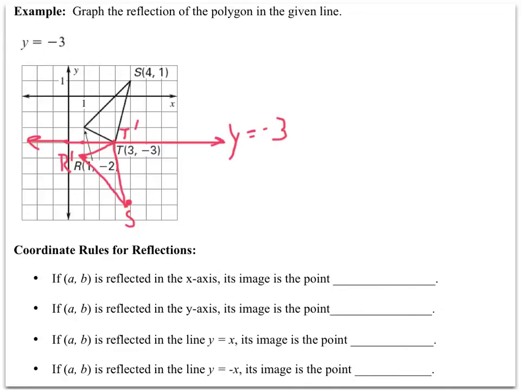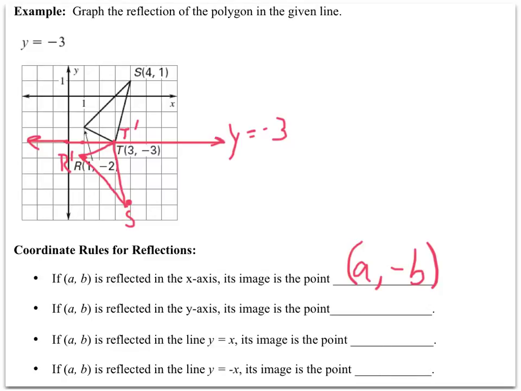So let's generalize this. The coordinate rules for reflections. If (a, b) is reflected on the x-axis, its image is the point, again, a does not change because it's reflected horizontally. The x-axis is horizontal. So a is not going to change. If you start with (a, b), you're going to end with (a, -b), because b is going to flip over the x-axis.